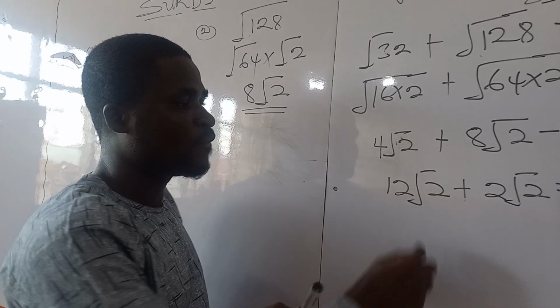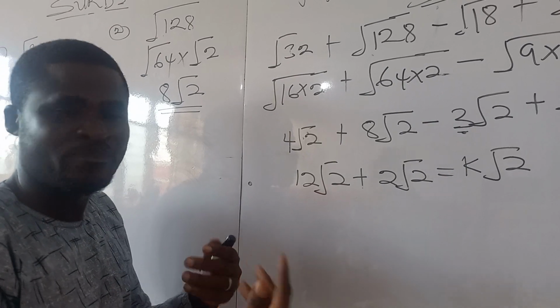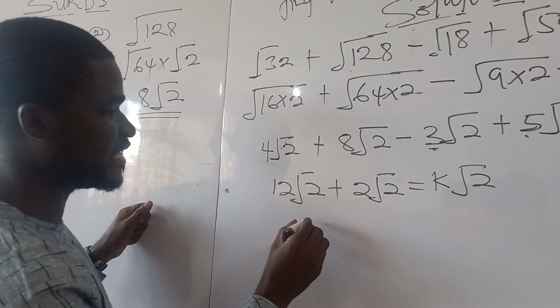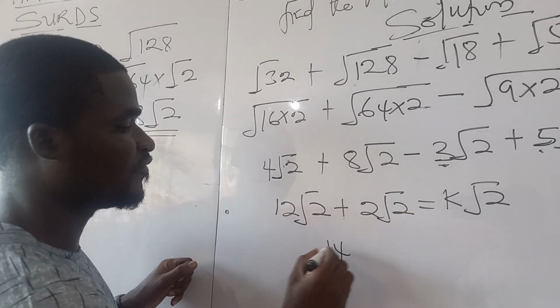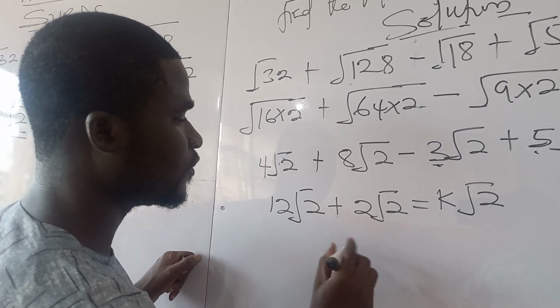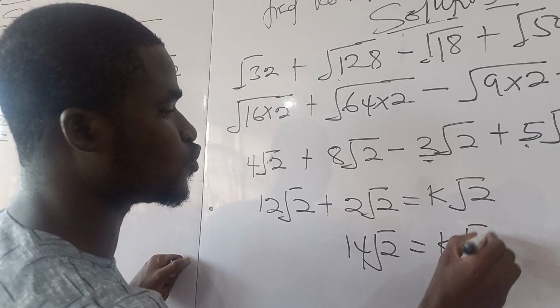Now, still, they are like terms. We have root 2. So, we can add them. So, we have 12 plus 2. That will give us 14. Then you pick one of the roots. 14 root 2 equals k root 2.